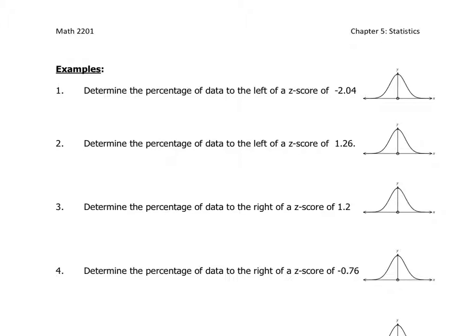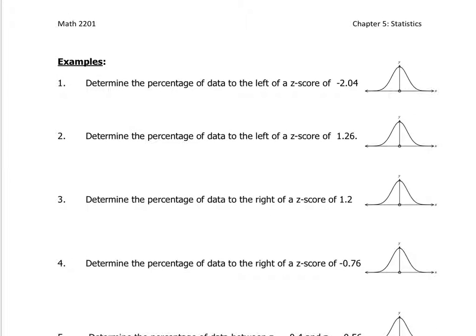The first one says determine the percentage of data to the left of a z-score of negative 2.04. If you've got your z-score table, look at the negative z-scores and find negative 2.0 in the very first column, then go along the row until you get to 0.04, and you should have a table value of 0.0207. We write that in the notation: A of negative 2.04 is 0.0207.